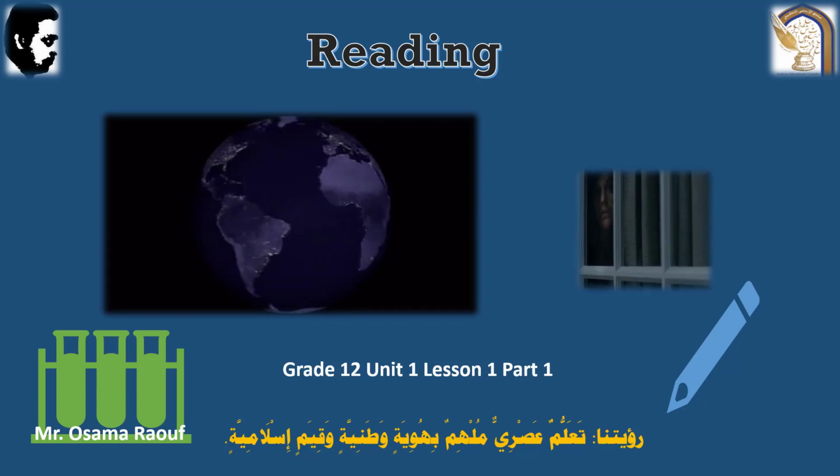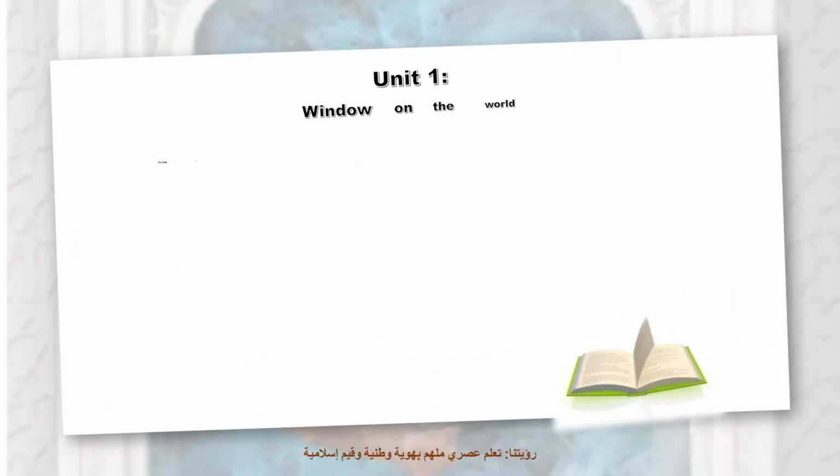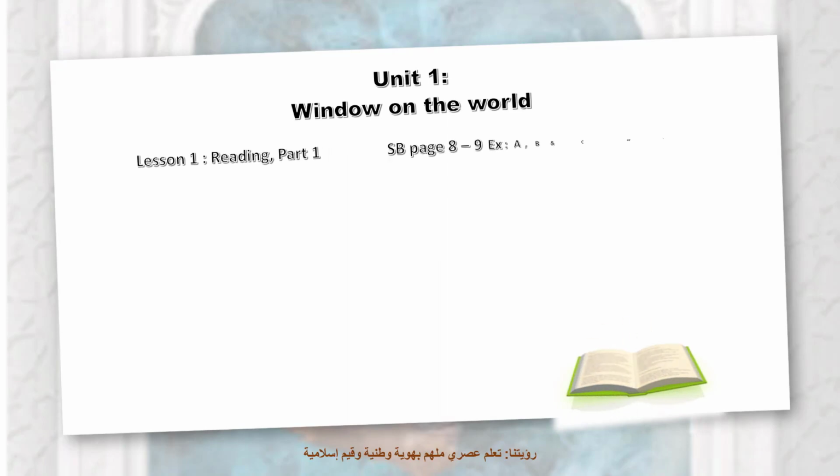Actually, Unit 1's title is Window on the World, and the first lesson deals with one of the most important skills, reading. As it is the first lesson for this year, and because reading is very important, this lesson is divided into two parts. In the first part, we're gonna do exercises A, B, and C on your student books, page 8 and 9. And in the end, you'll have to do your homework. It will be exercise A on your workbooks, page 6.